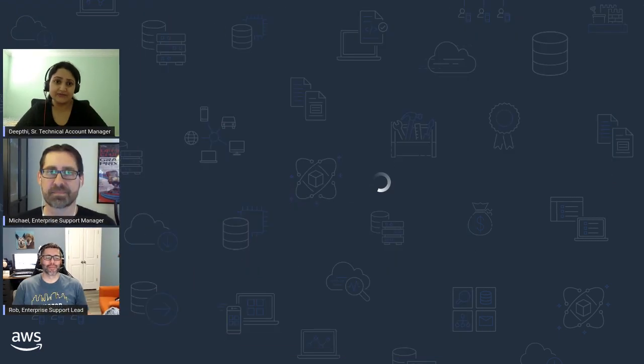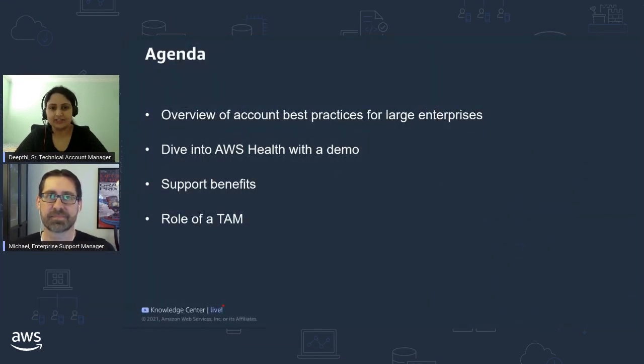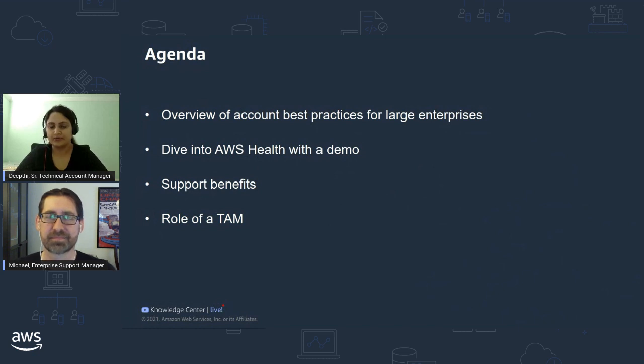Deepti, can you walk us through what we're going to be talking about today? Sure. Thanks for kicking us off, Rob. The agenda flows like this. Today, we're going to talk about various account best practices that can help large enterprises. We're also going to dive into how enterprises can leverage AWS Health using organizational view feature, which will be followed by a demo. Next, we want to talk about various facets of support and how companies can benefit from them. And finally, we will highlight the role of technical account manager, an acronym popularly pronounced as TAM.